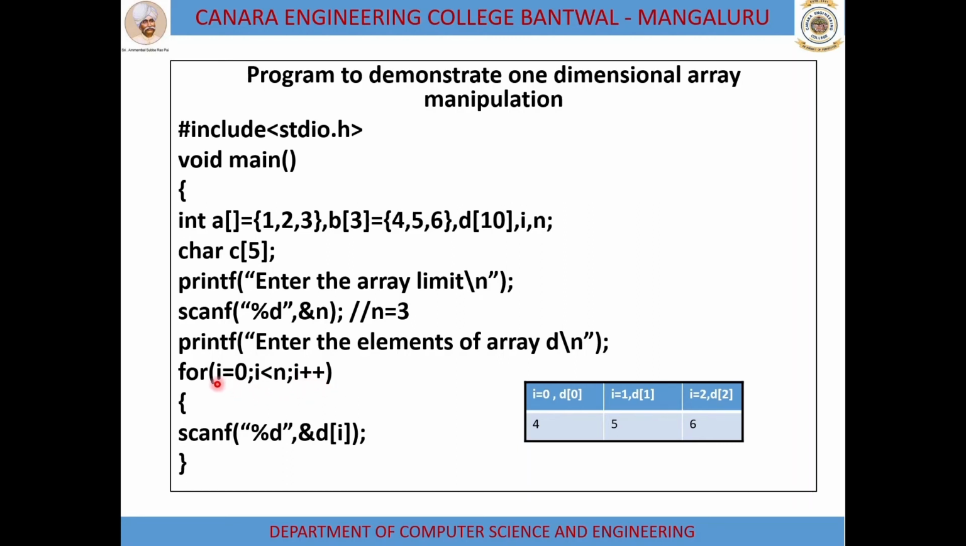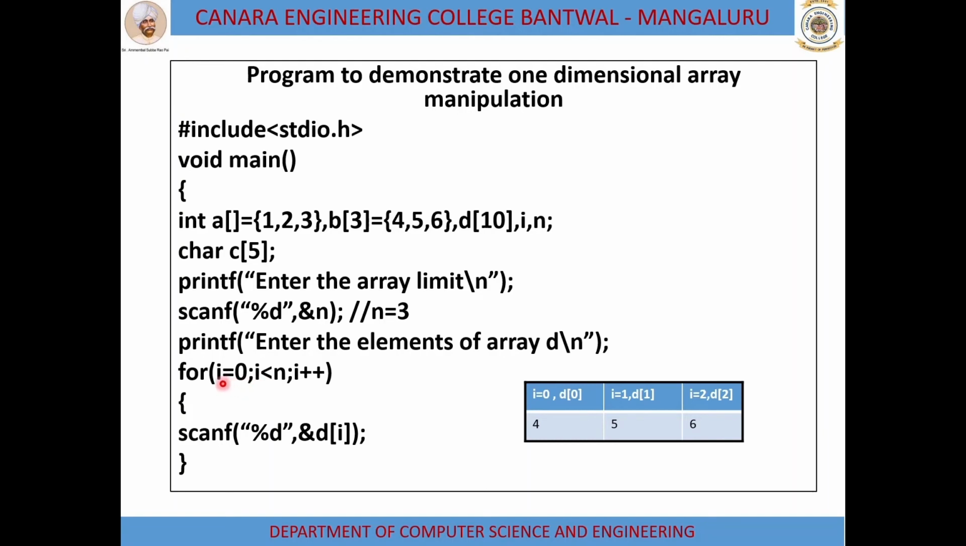So for i equal to 0, i is less than n, i plus plus. Because array representation starts at 0, it can go maximum up to n minus 1. That's why I have given i is less than n, i plus plus. So n is 3, which means the array can have i as 0, 1, 2. So totally 3 elements.